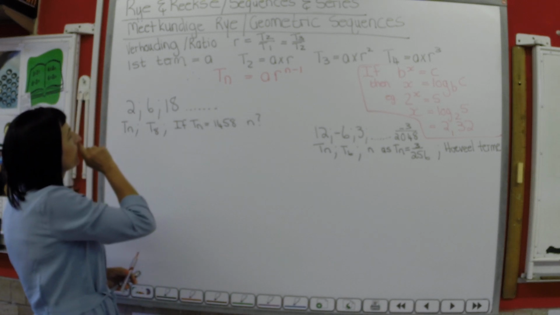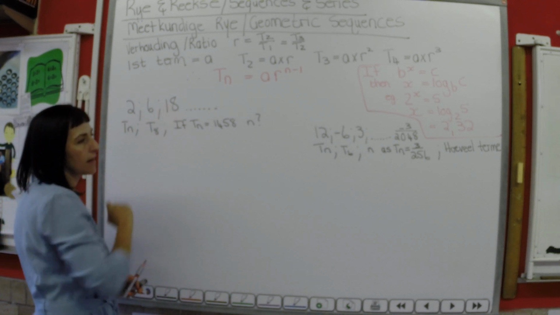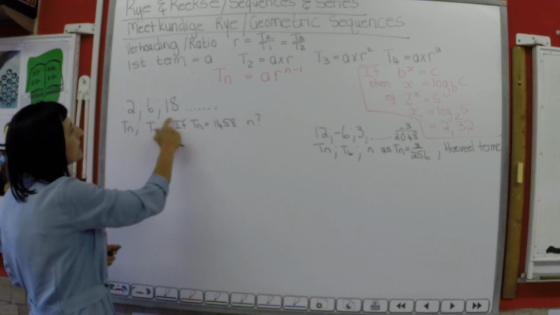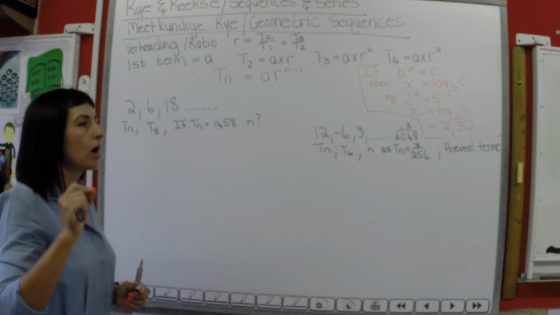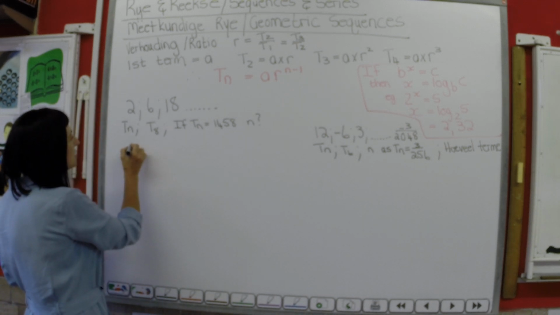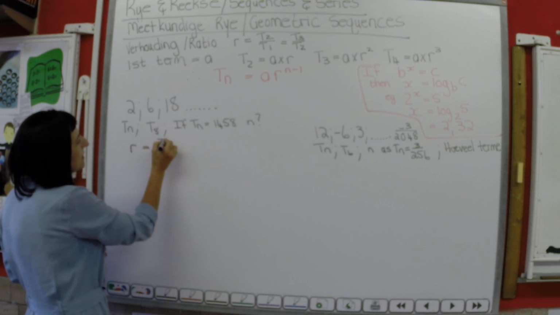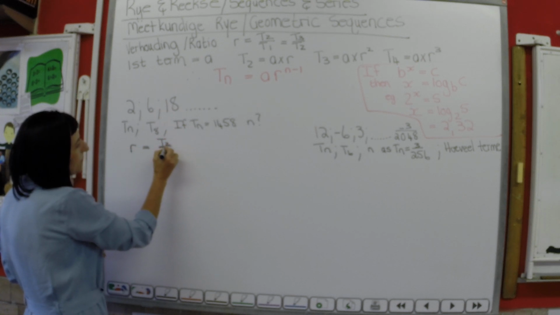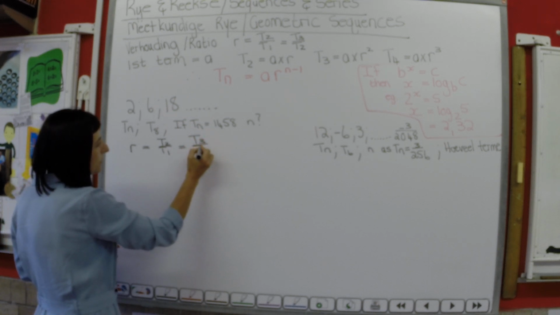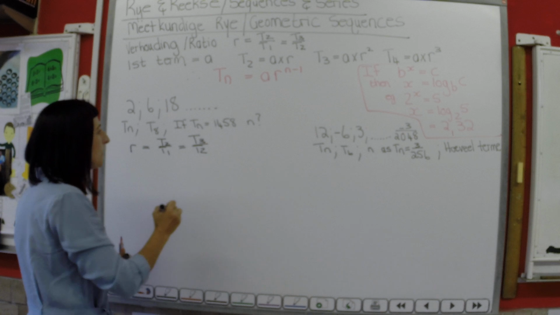Hierdie sê juffrou vir jou, dis 'n meetkundige ry. So kom ons gaan toets of dit waar is. As dit 'n meetkundige ry is, beteken dit daar moet 'n verhouding wees. So let's get the ratio. The ratio we get taking the second term divided by the first term. And that must also equal the third term divided by the second term. So kom ons kyk of dit waar is.